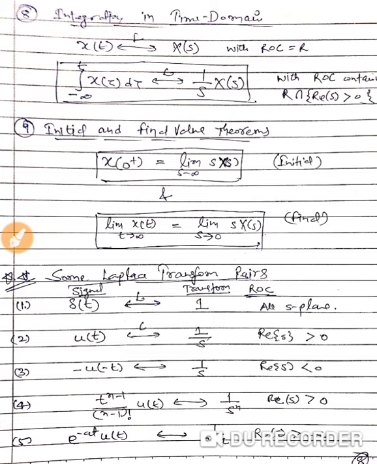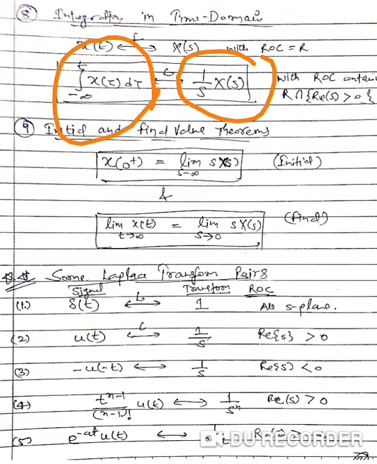Next is the integration in the time domain. If we do the integration in the time domain, what will we get? X(s) upon s. In the frequency domain, it will be divided by s.